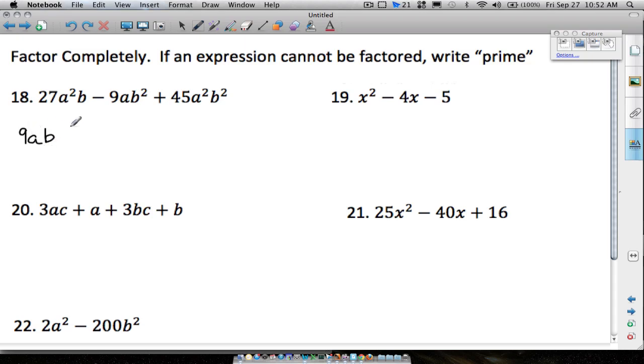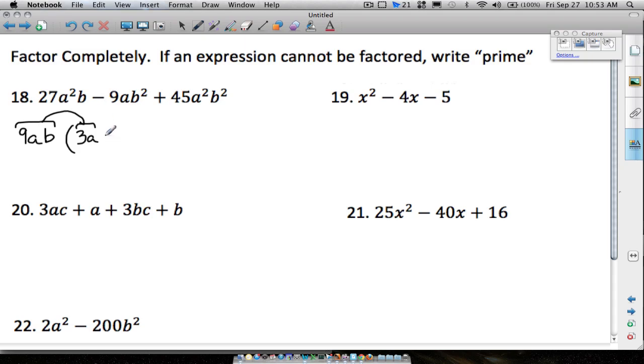This is our GCF, and now when we take this stuff out, 9 times 3 is going to give us that 27 back. We need a squared when we multiply this. So a times an extra a is going to give us the a squared. And a b, we don't need to put another b here. All we need is 3a. If you were to multiply 9ab times 3a, do that real quick to check your work. 9 times 3 is 27. A times a is a squared. And then b times no other b is going to give us that b we have right there.